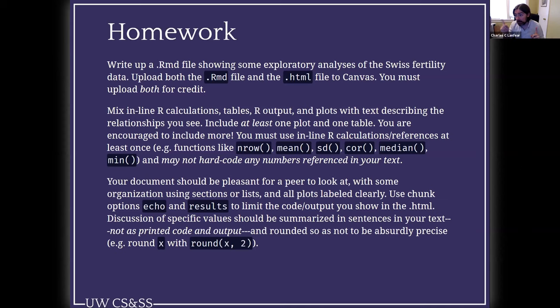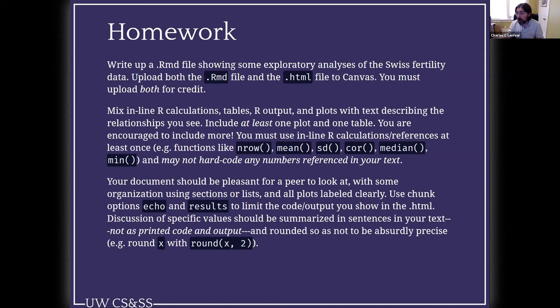So when you save your RMD file somewhere on your computer and then you knit it, it's going to create an HTML document. That document will be in the same directory as the RMD file. Okay. So if you don't know where your HTML is, go to where your RMD file is. You'll find the HTML file there. Upload both of them to get credit on Canvas.